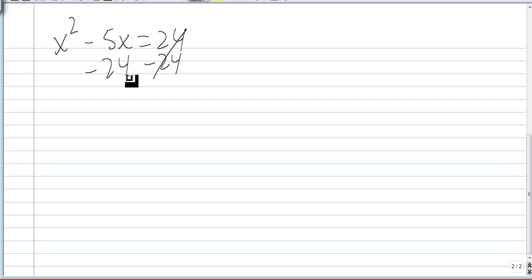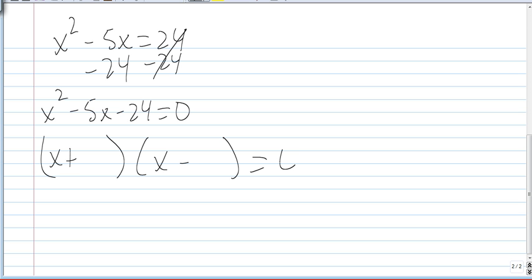Now you cannot combine those because they are not like terms. So I have x squared minus 5x minus 24 equals 0. Now I'm in standard form. So now let's factor this. We want to look for two numbers that multiply together to get 24 and combine to be negative 5. What are your numbers? Right, 8 and 3. And to get a negative 5, my 8 has to be negative and my 3 has to be positive.